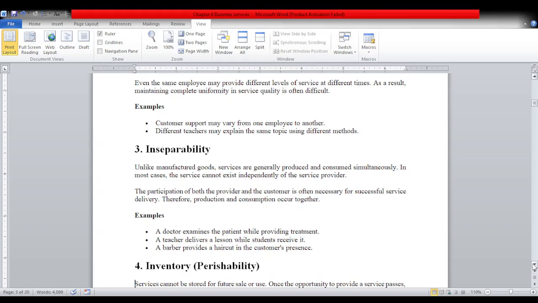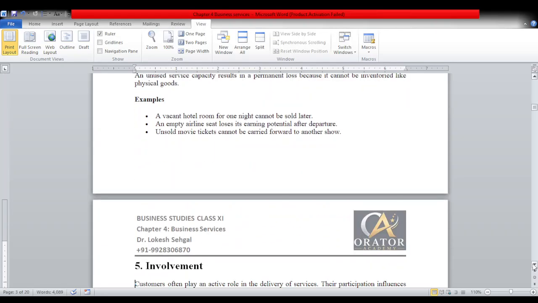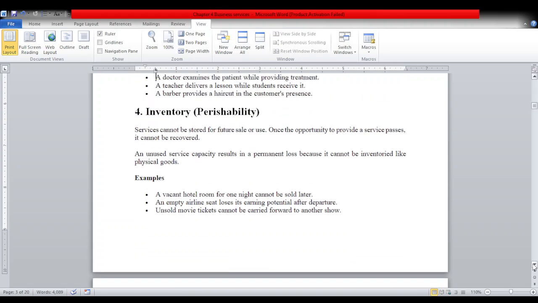For example, a doctor examines the patient while providing the treatment. A teacher delivers a lesson while a student receives it. A barber provides a haircut in the customer's presence. Right? A doctor cannot examine when the patient is not there. Teachers cannot teach when a student is not there. A barber cannot provide a haircut when a customer is not there. So production and consumption of the service happen at the same time.